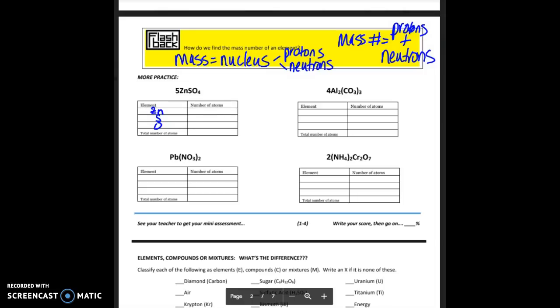Now, in order to count, we have taught you guys to use the 3 questions. First, does it have parentheses? Does it have a subscript? And finally, does it have a coefficient? If the answer is no, then you put a 1. If it's yes, then you put whatever number that is.